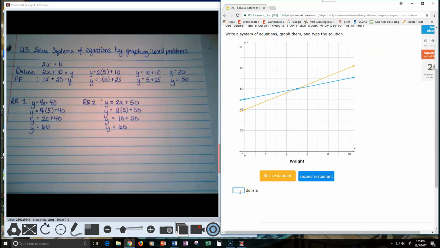So the dollars at which they are the same, they're not asking about the x-axis. They're not asking about the weight, so be careful. They're asking about how much it costs, which is on the y-axis in this case, and it would be $60.